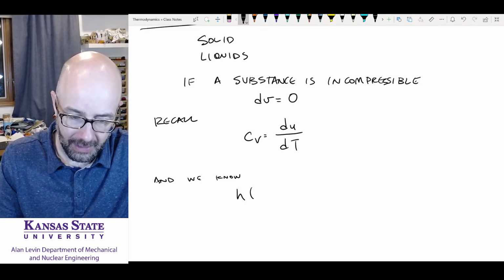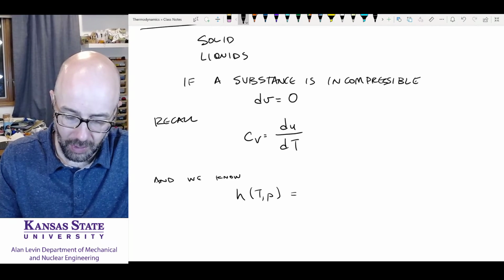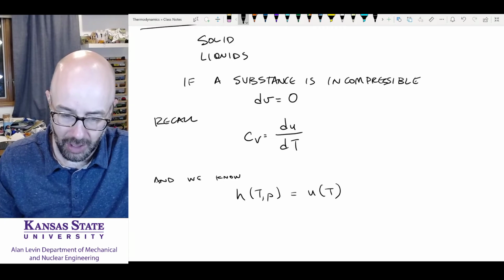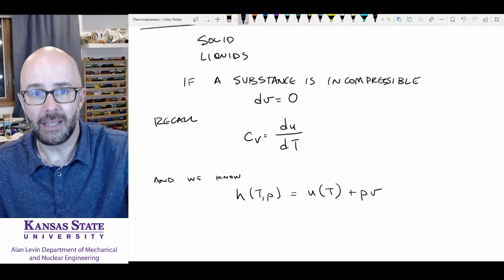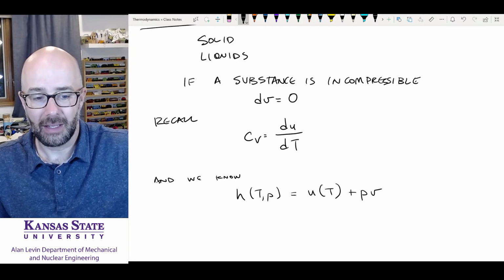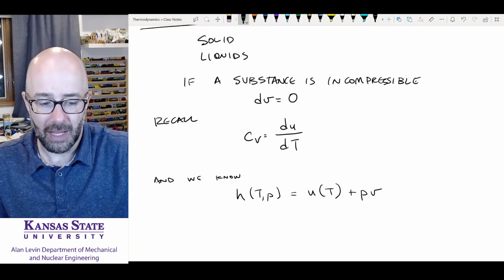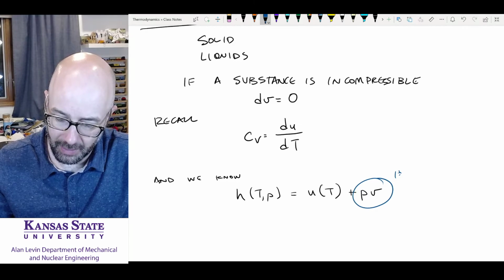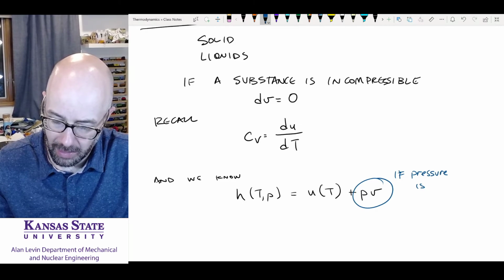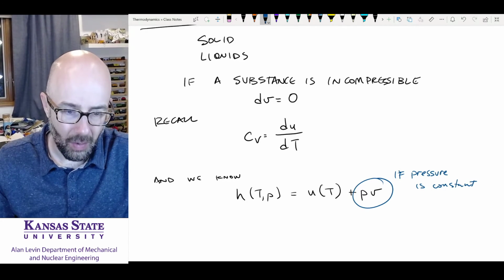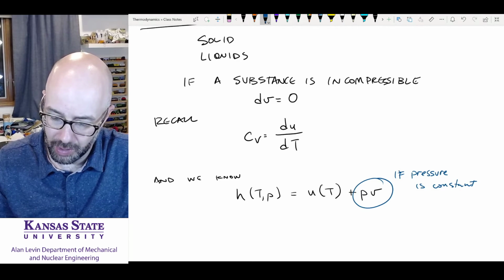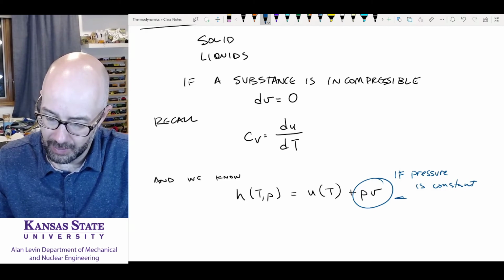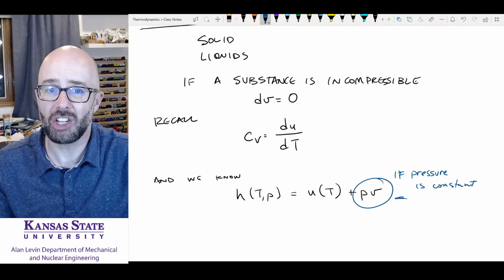And we know that enthalpy as a function of temperature and pressure is equal to the internal energy at the temperature that we're given plus PV. Now PV is going to be constant at some pressure. If pressure is constant, we can have a situation where this is constant, because the volume is just not changing.